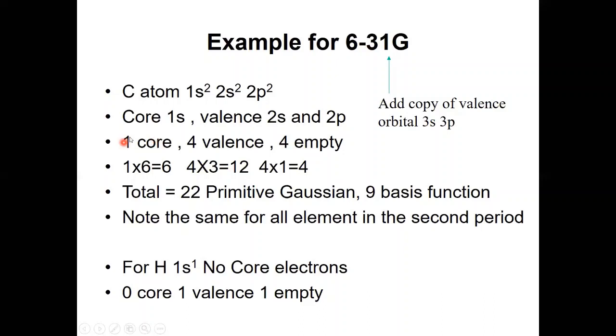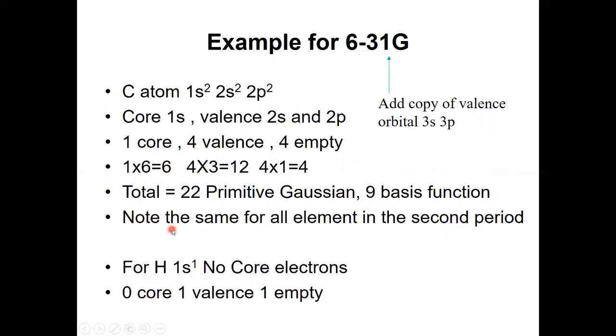So you have 1 core, 4 valence, and 4 empty. For the core, you express it in 6 primitive Gaussians. For the valence, you express it in 3. And for every empty, you use only 1. So we have 4 multiplied by 3 is 12. 1 multiplied by 6 is 6. 4 multiplied by 1 is 4. This is the number of primitive Gaussians. If you sum all of them, you get 22 primitive Gaussians needed to express the 9 atomic orbitals, or the 9 basis functions, in the carbon atom.